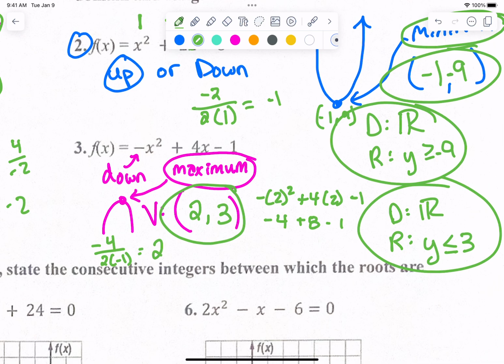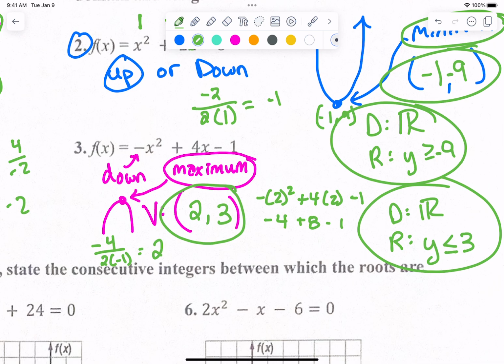So the first thing I do is decide whether he's going to be a max or a min. He's going down, right? So I have a downwards parabola. He's going to have a maximum. Now I need to find that point. That point is the vertex. So I do negative b over 2a. Negative b over 2 times a is 2. So the vertex is going to be 2 comma something. I plugged 2 in and I got 3. 2 comma 3 is our vertex.